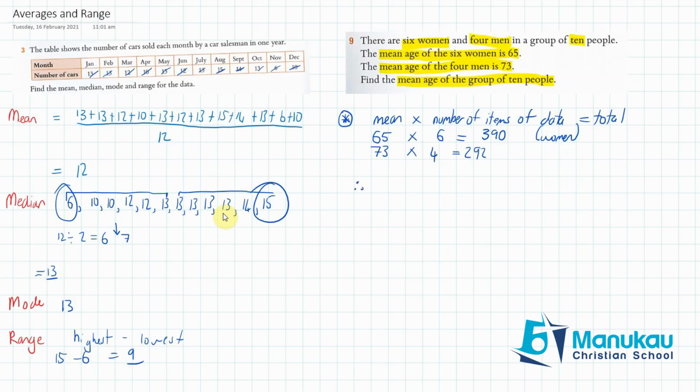Therefore, the mean of all equals the total age of the men plus the total age of the women, divided by how many people there are, which is 10. And that gives us 68.2 years. And that would be where I'd leave it.